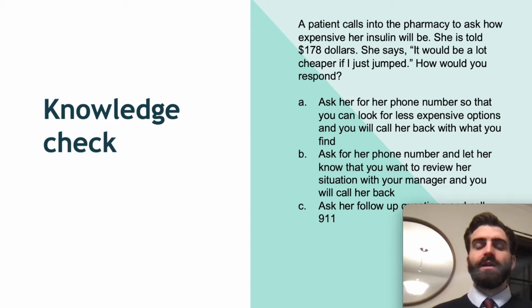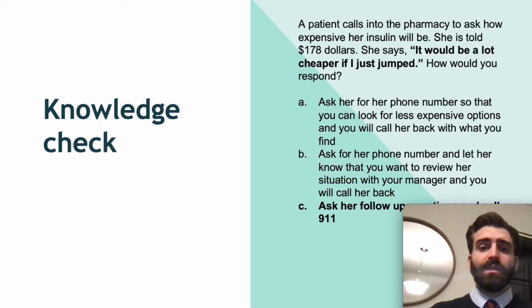Next knowledge check: a patient calls into the pharmacy to ask how expensive her insulin will be. She is told $178. She says, it would be a lot cheaper if I just jumped. How would you respond? Ask her for her phone number so you can look for less expensive options and you will call her back. Ask for her phone number and let her know that you will review with her manager and call her back. Ask her follow-up questions, keep her on the line, call 911. So feel free to pause.